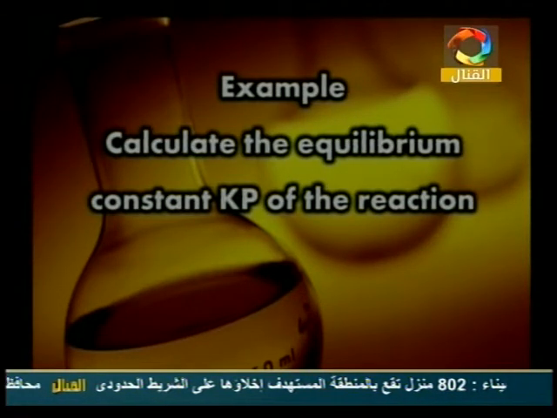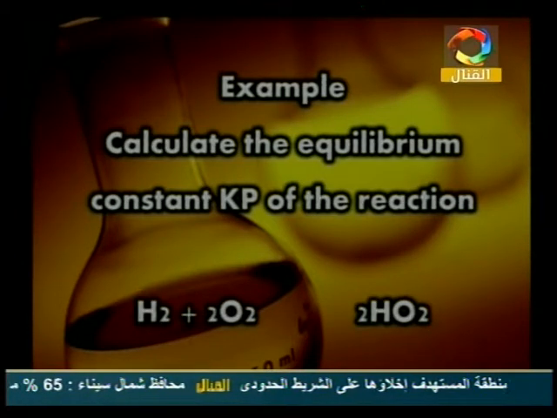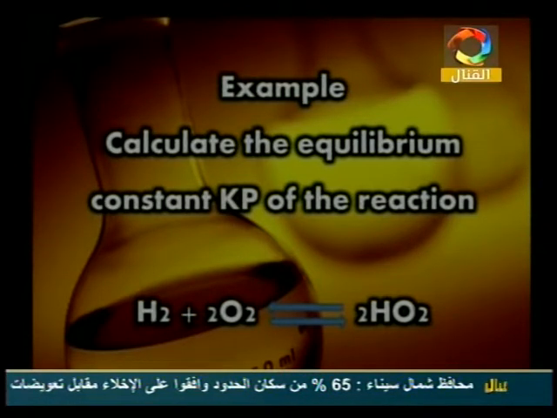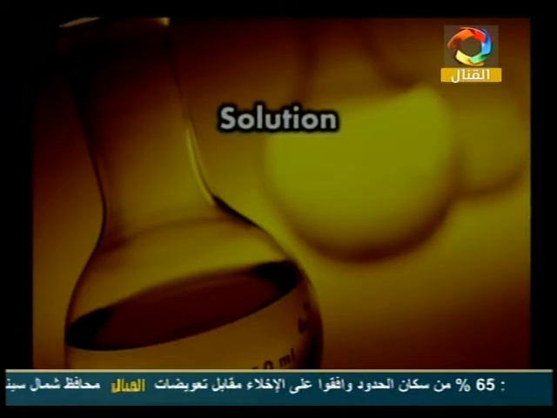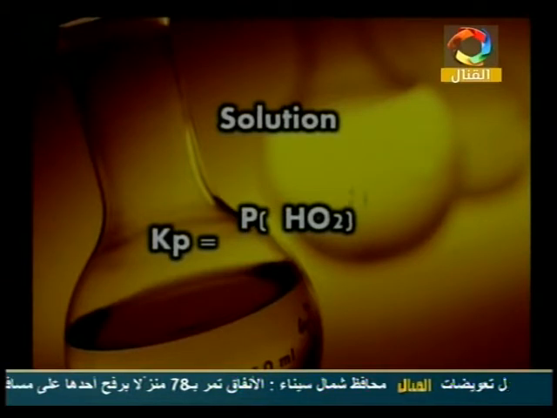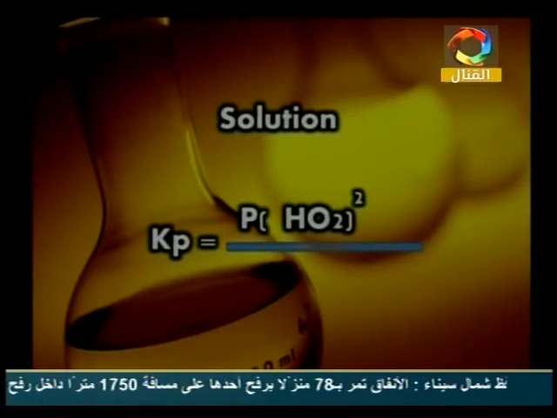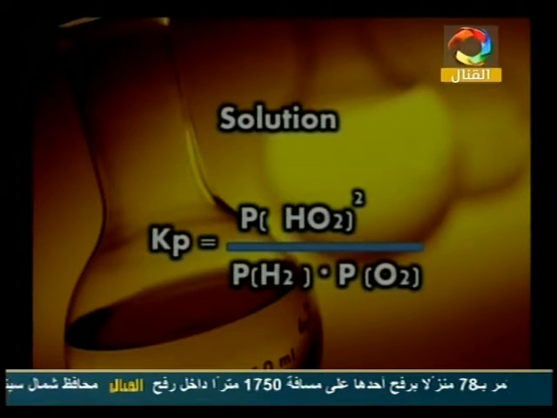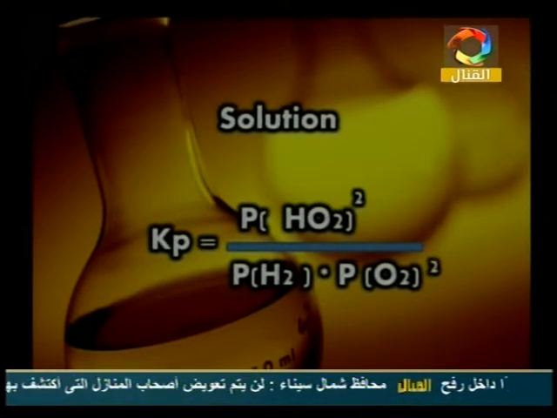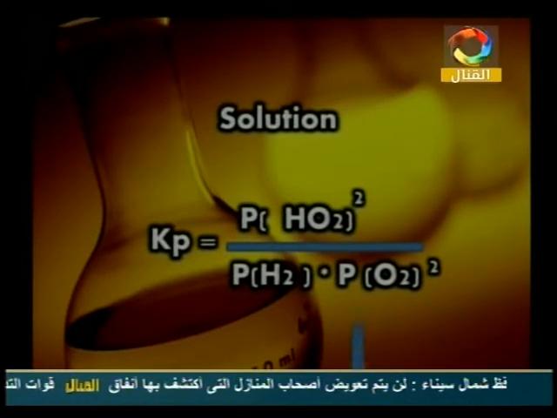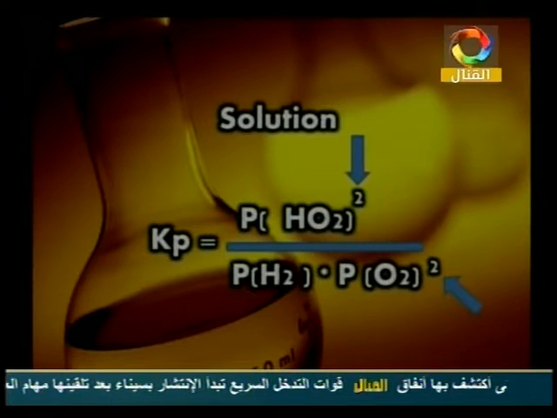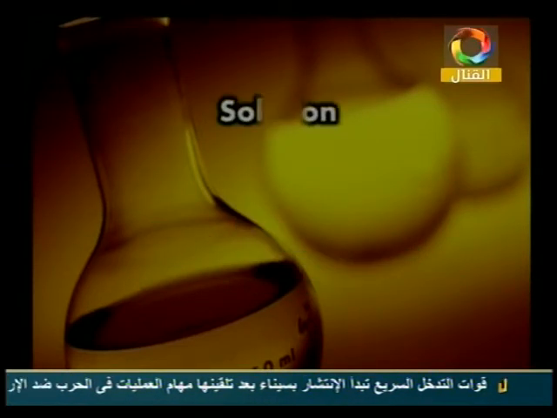Calculate the equilibrium constant Kp of this reaction. H2 plus 2O2, the result in a different direction, gives 2H2O. Now, solution. Kp equals PH2O to the power 2, divided by the reactants PH2 times PO2. Now, the power for the concentration of O2, PO2. Now, these powers explain this reaction. It's very important. Don't forget it. All the time I say that.